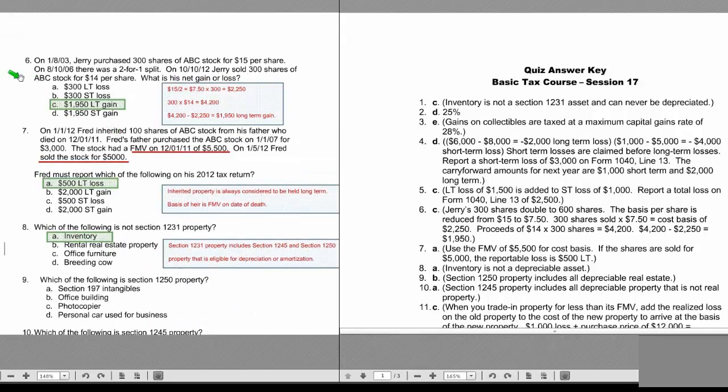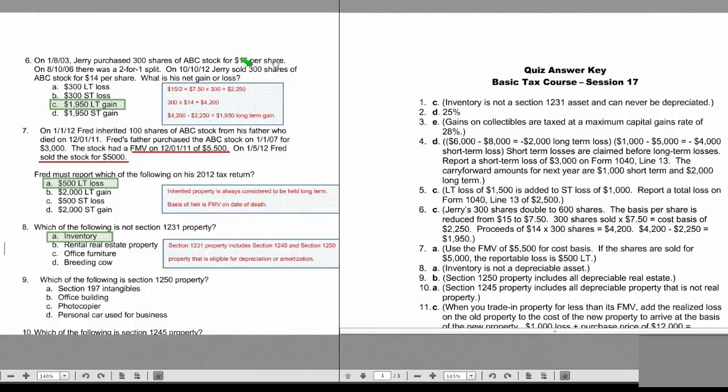Question number 6. On 1/8/03, Jerry purchased 300 shares of ABC stock for $15 per share. On 8/10/06, there was a 2-for-1 split. And then on 10/10/12, Jerry sold 300 shares of ABC stock for $14 per share. What is his net gain or loss? Well, we just look at the component parts here. In 2003, he purchases 300 shares at $15 per share, but then 3 years later, there's a 2-for-1 split. So essentially, he's now going to hold 600 shares at a cost of $7.50 per share.